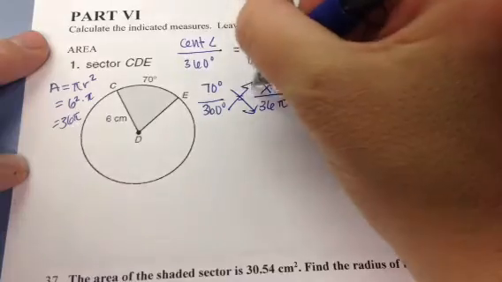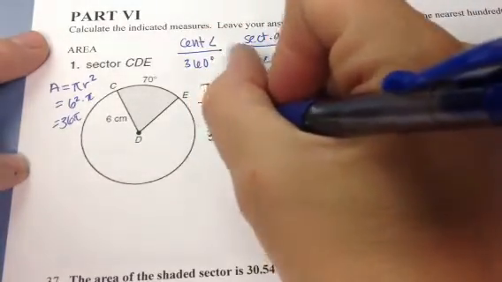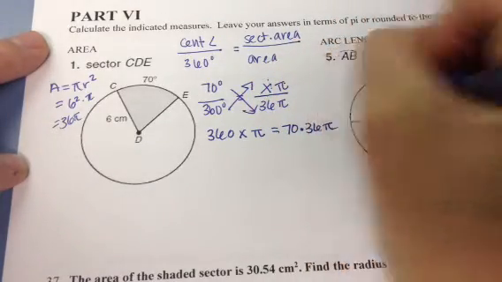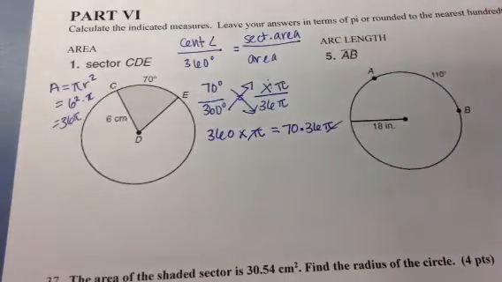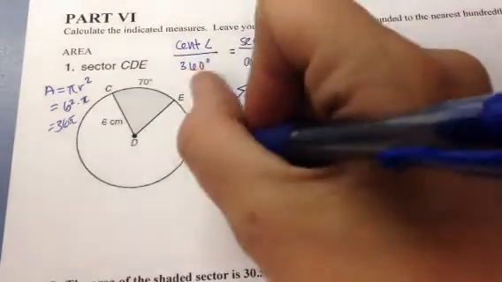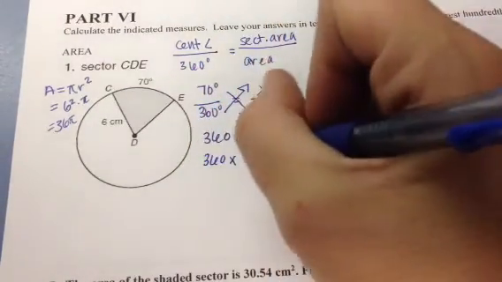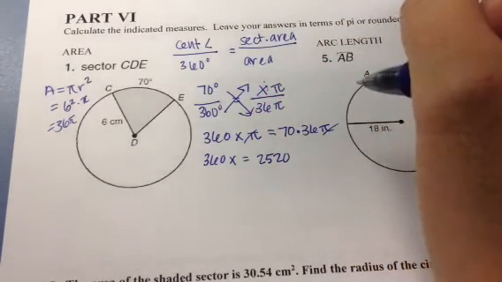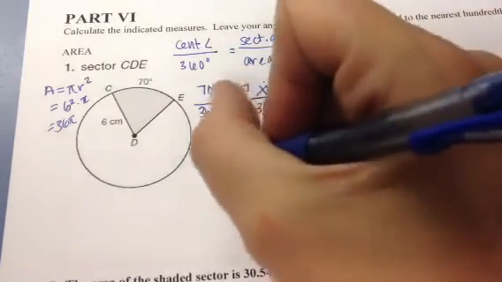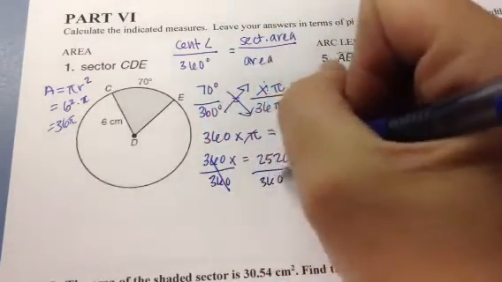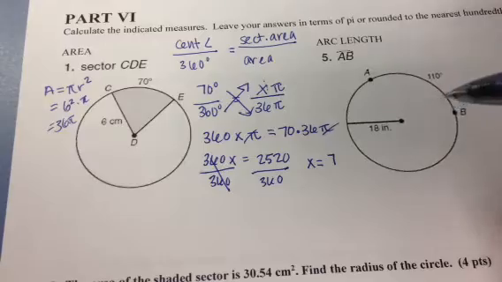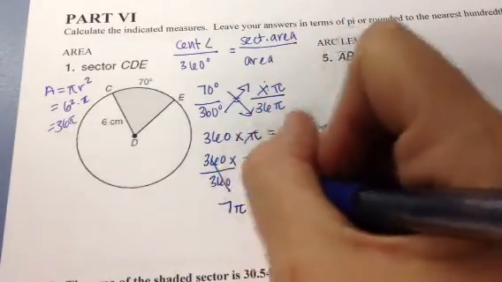All right, so we can cross multiply. So I get 360x times pi is equal to 70 times 36 pi. And my pi's cancel out. You can also cross multiply really without the pi because they're going to cancel out. So now I have 360x is equal to 2,520, that's 70 times 36, and then divide both sides by 360. So I get that x equals 7. So if I leave my answer in terms of pi, that's going to be 7 pi is the sector area.